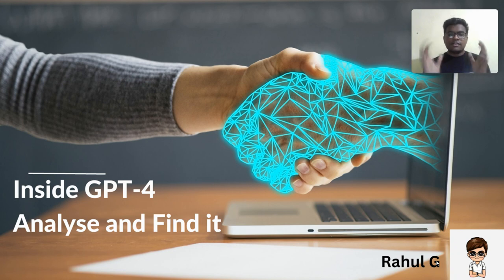So today we're going to look at what is GPT-4. Let's analyze and find it. Today we are going to talk about what is ChatGPT. Based on the introduction to ChatGPT, we're going to look at what is Visual ChatGPT as well as GPT-4. One important disclaimer is that I have taken some sources from technical reports and technical papers.